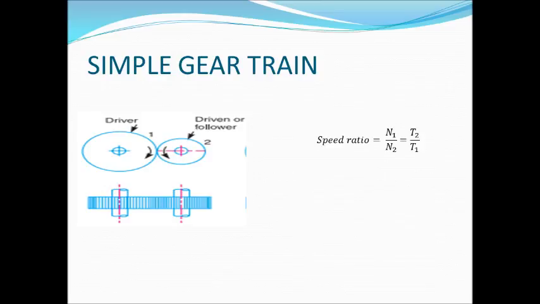Now, our major concern is the speed ratio, which you can see: N1 over N2 is equal to T2 over T1. This shows the speed ratio.